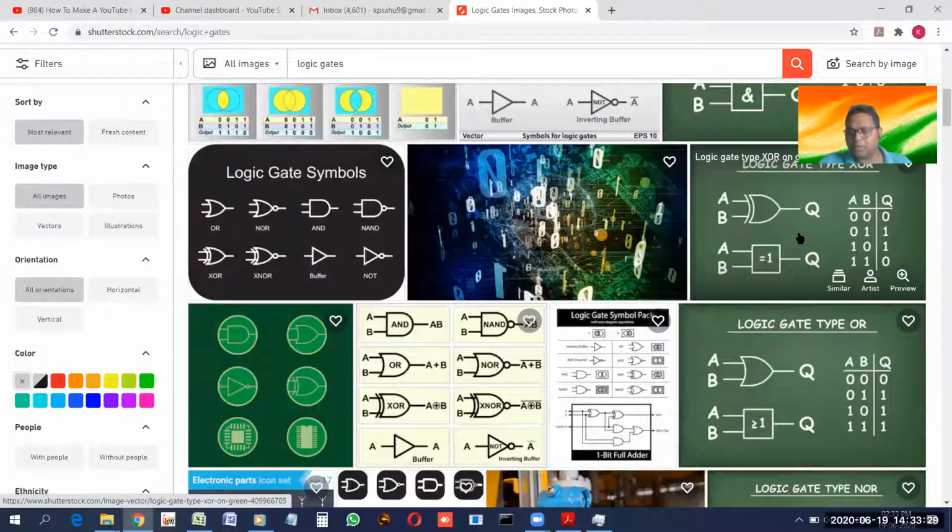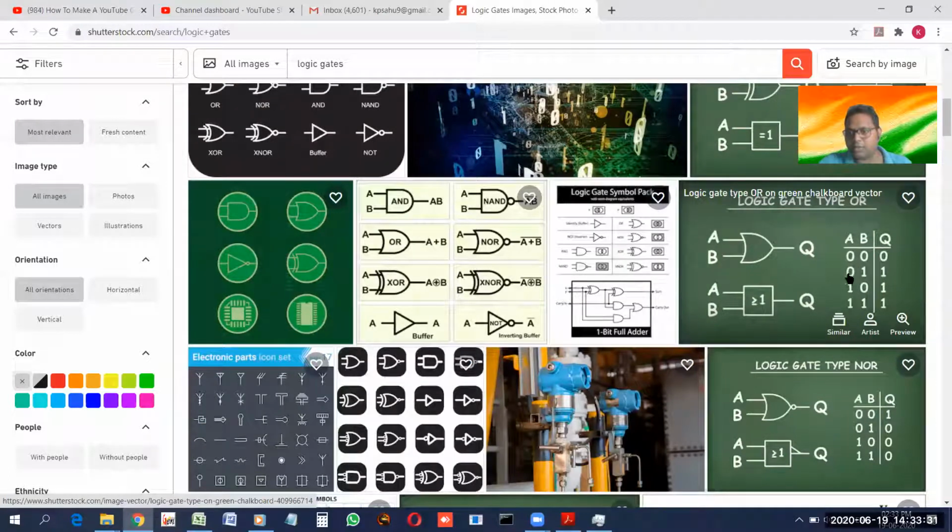No one is true. If A is false but B is true, then also work done. If A, oh, sorry, this is XOR. We are discussing OR. In this case also, if any one is true, then the overall result will be true. If all are true, of course it will be true. It will be false in only what case? If all the inputs are 0, then only it will be false. If any one of the inputs is 1, then it will be 1.